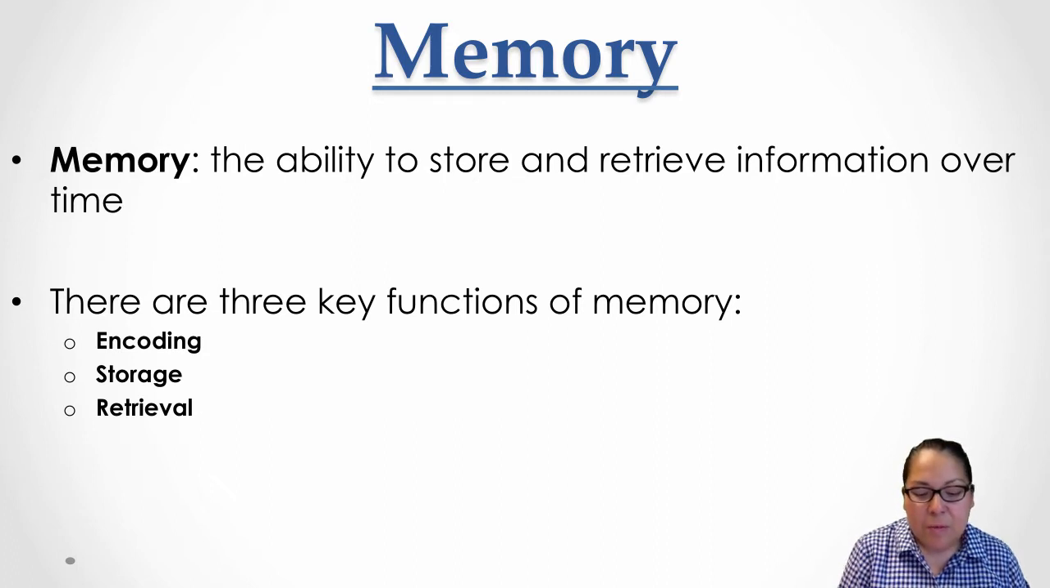And there are 3 key functions of memory, and these include encoding, storage, and retrieval. Encoding is a process by which we transform what we perceive, think, or feel into an enduring memory. Storage is the process of maintaining that information in our memory over time. And lastly, retrieval, as you would guess by the name, is a process of bringing that information to mind that has been previously encoded and stored.